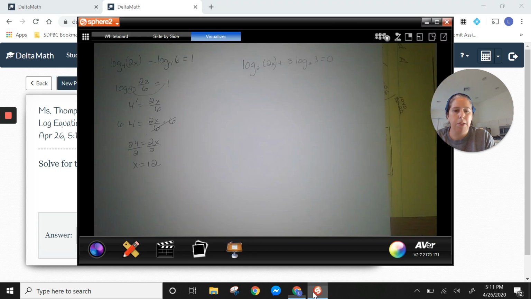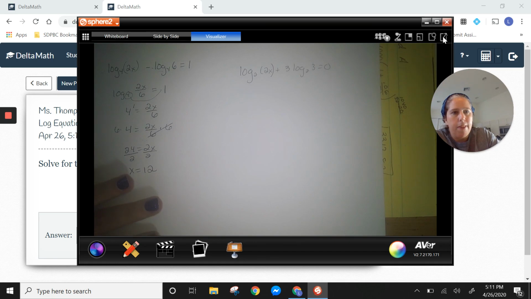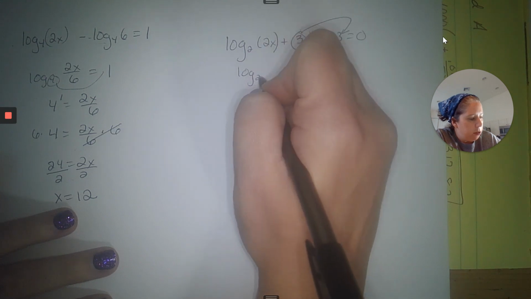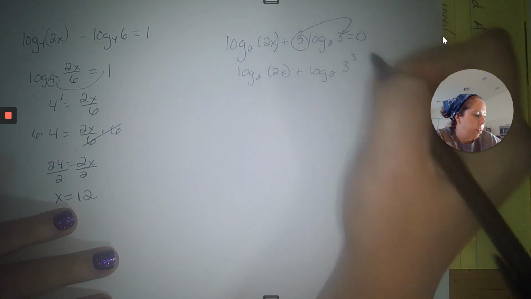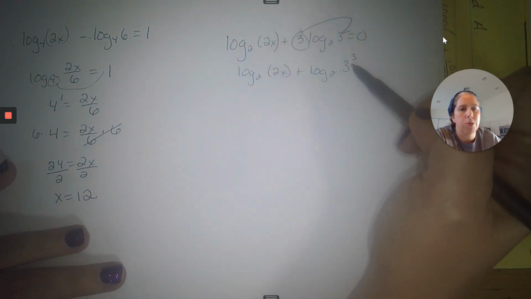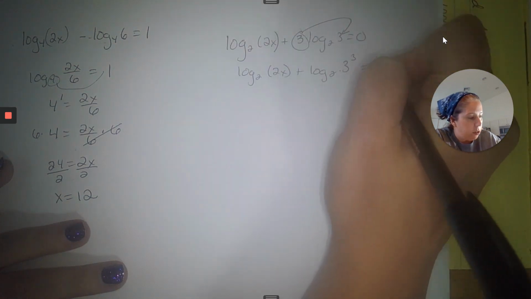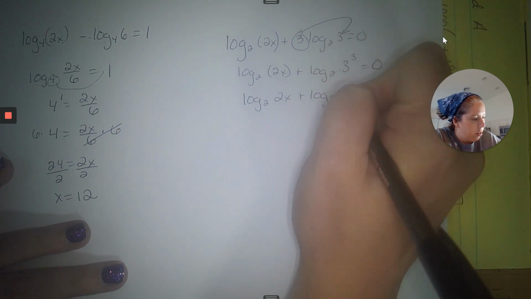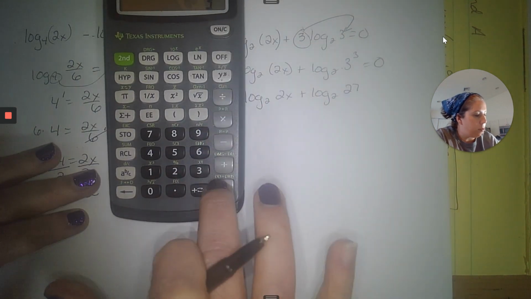Okay, bring it back to the paper. All right, bring this number to the top. So log base 2 of 2x plus log base 2 of 3 to the third. So be careful. Make sure you do 3 times 3 times 3. Don't do 3 times 3. So 3 to the second is 9. 3 to the third is 27. So this is equal to 0. So log base 2 of 2x plus log base 2 of 27. Now you got me questioning whether it's right. So 3 raised to the third power is 27.